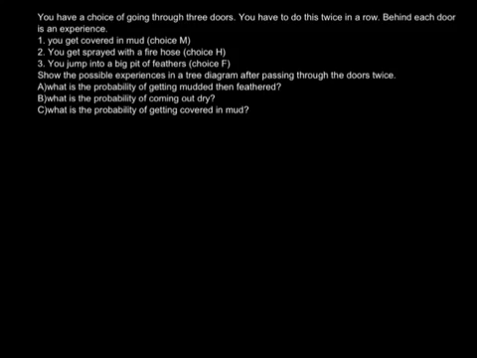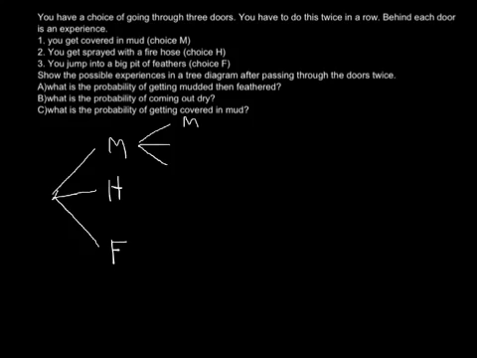To begin with, you have 3 choices. So we always start from a point, and we have choice M, choice H, and choice F. Now, if we go through the M door, we come back out again, we have the same 3 possibilities against us again, M, H, F.